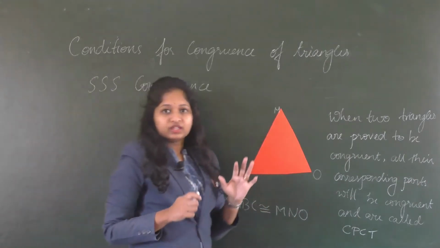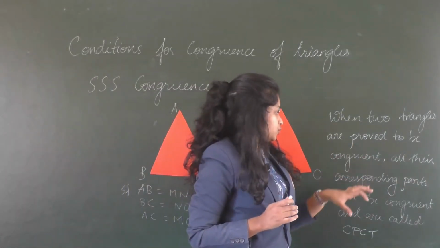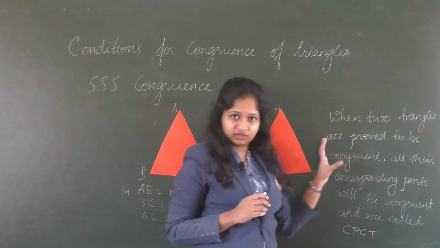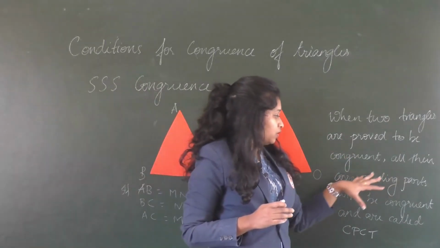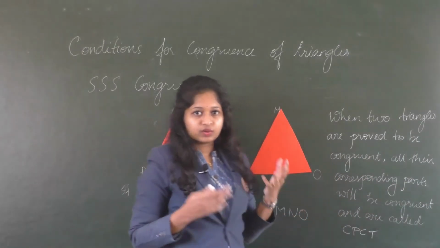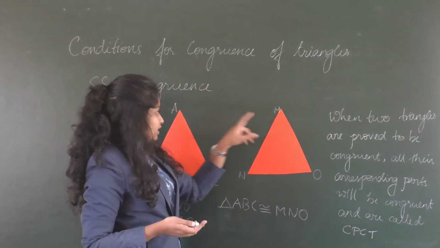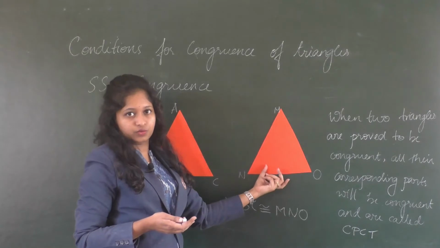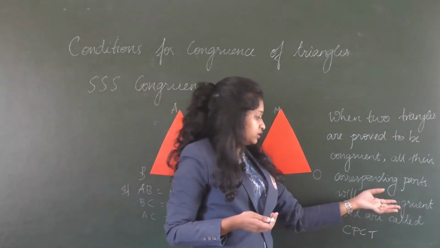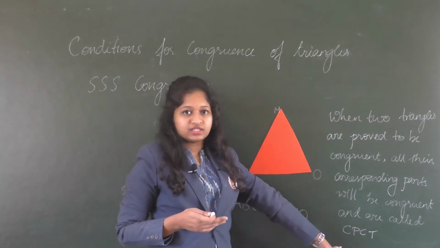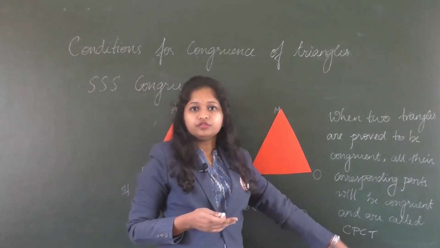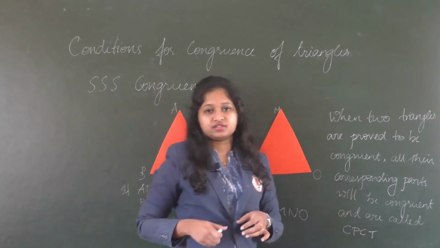Got it? When two triangles are said to be congruent, then all their corresponding parts, what are the corresponding parts? All these corresponding angles also are congruent, and this is called CPCT, that is corresponding parts of congruent triangles.